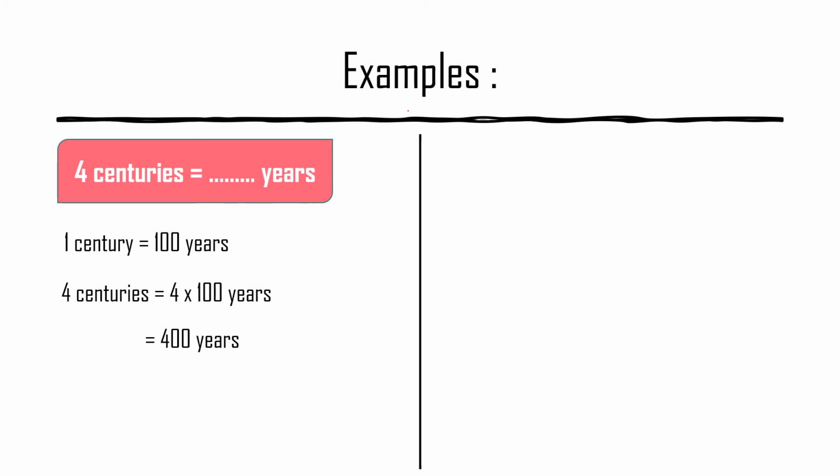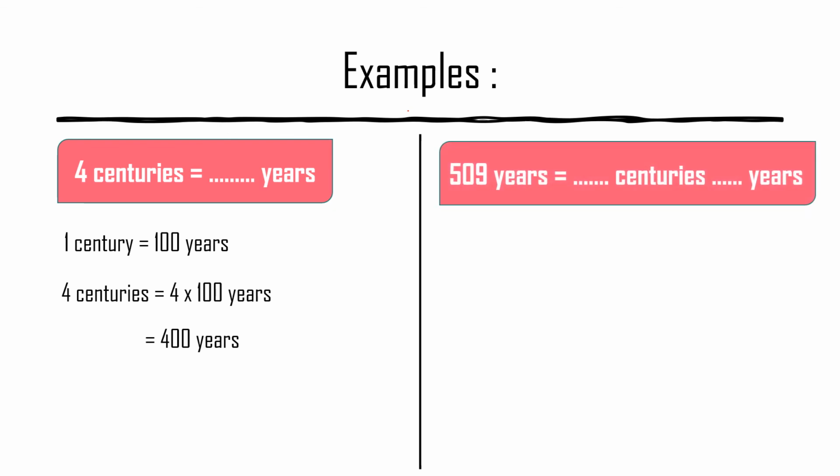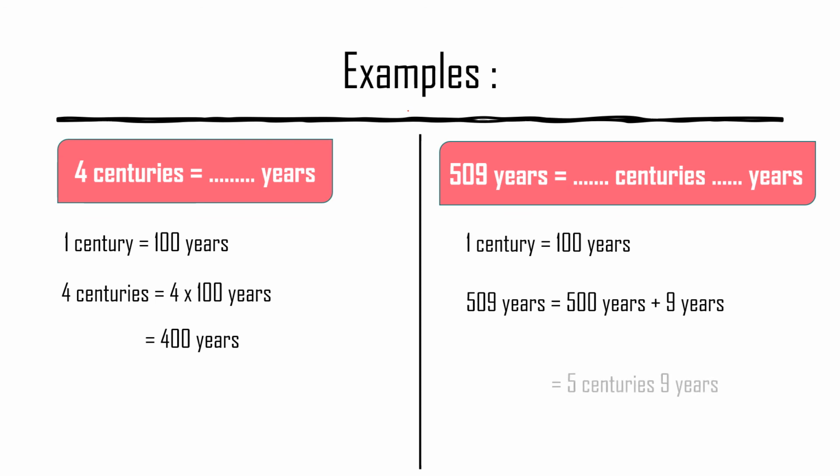Next. How many centuries and years in 509 years? Remember, 1 century equals 100 years. 509 years equals 500 plus 9 years. 500 years equals 5 centuries. So the answer is 5 centuries and 9 years.